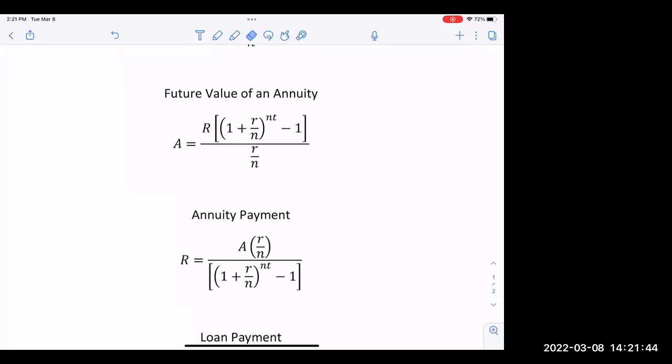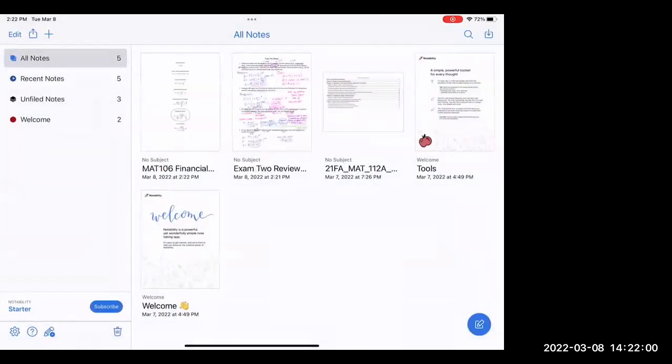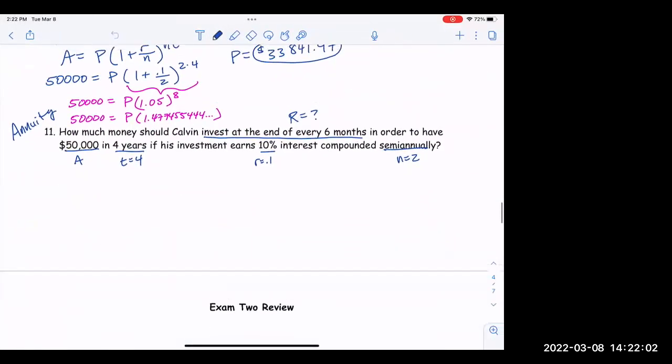Which one would be easier? Well, here we're looking for R, so it makes sense that this one would be a little bit easier, but technically you could use the other one, solve for R, and still get the right answer. But since I want to find the payment amount, I'm looking for R, so I'm going to use the annuity payment formula.